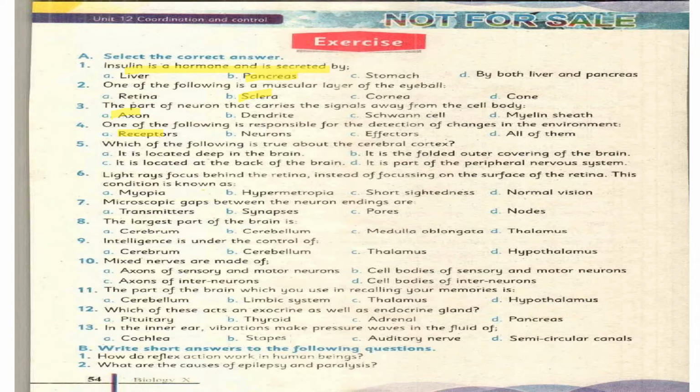Which of the following is true about the cerebral cortex? It is the folded outer covering of the brain. Light rays focus behind the retina instead of focusing on the surface of the retina. This condition is known as hypermetropia.